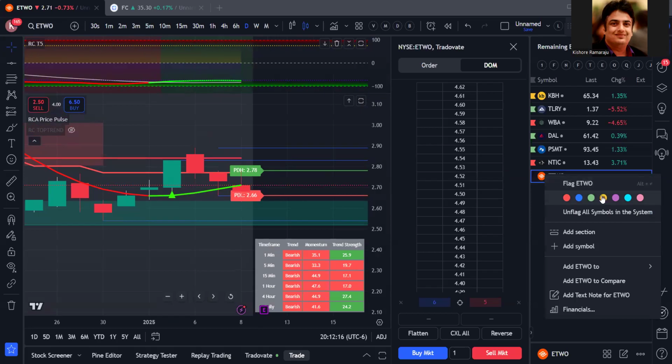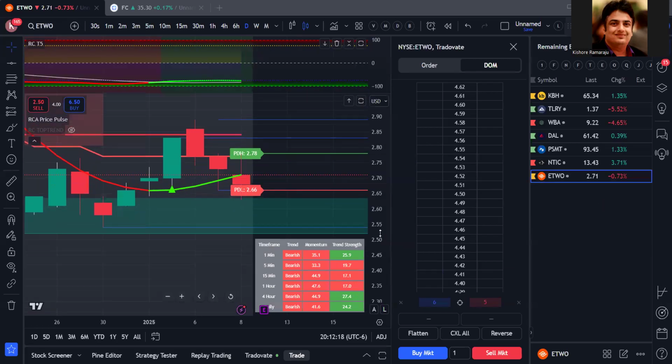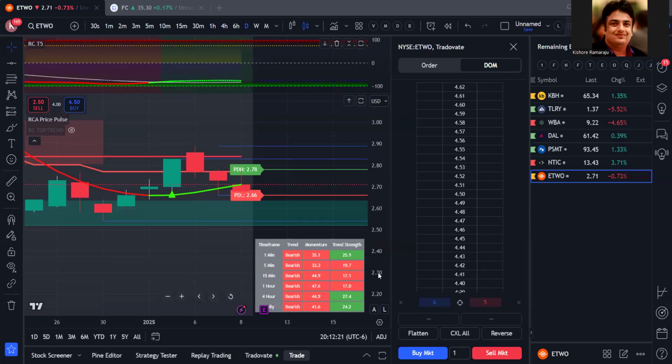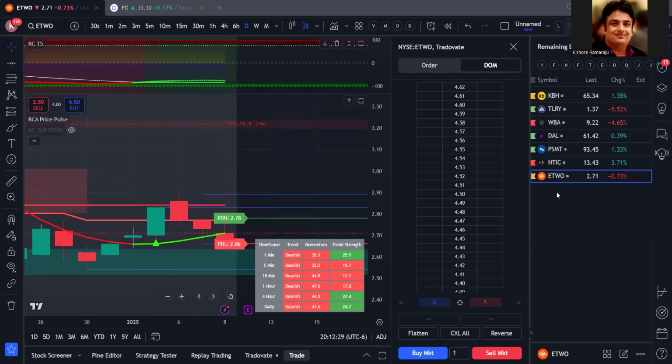We can avoid this type of setup. Like this, with the help of the price pulse, we can identify, 85-90% of the time, that we can be on the right side.